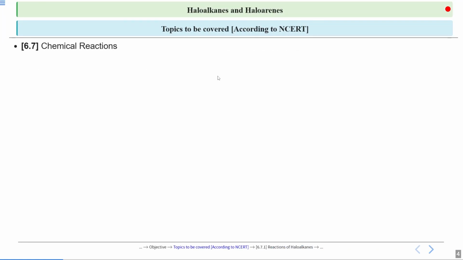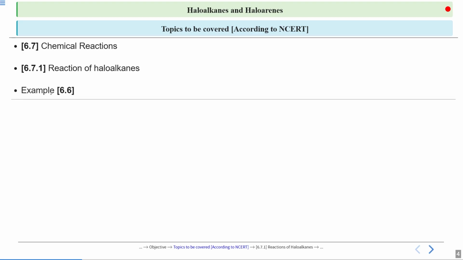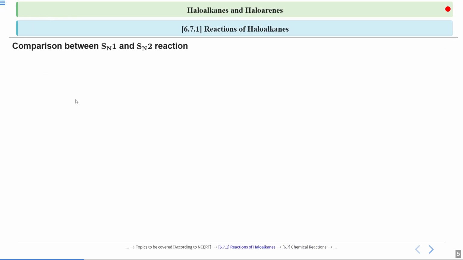The topics to be covered according to the NCERT in today's lecture: section 6.7, that is chemical reactions, under which we will study 6.7.1 reaction of haloalkanes, and then we will also solve an example 6.6. So let's begin with our first subsection 6.7.1 reaction of haloalkanes.